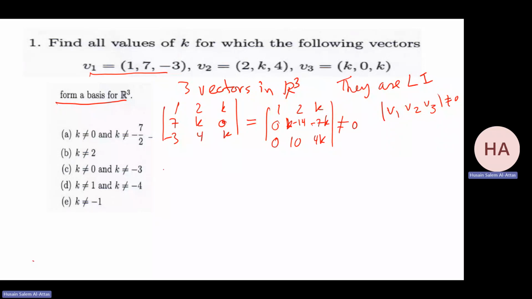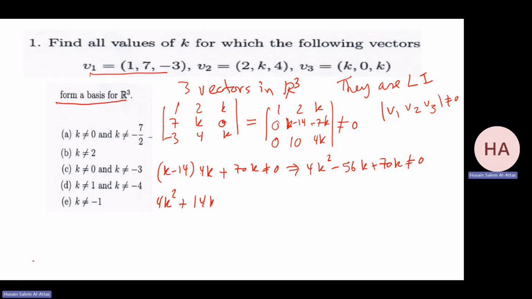So it's the determinant now. It will be k minus 14 times 4k plus 70k. It should not be equal to 0. So I have 4k squared minus 14 times 4, this is 56k, plus 70k not equal to 0. So I have 4k squared plus 14k not equal to 0. Can take k. And they have what? 4k plus 14. Can take 2k actually. Yeah, can take 2k. And the remaining is what? 2k plus 7. Not equal to 0. It means k not equal to 0, and k not equal to minus 7 over 2. So this is my answer. Okay.